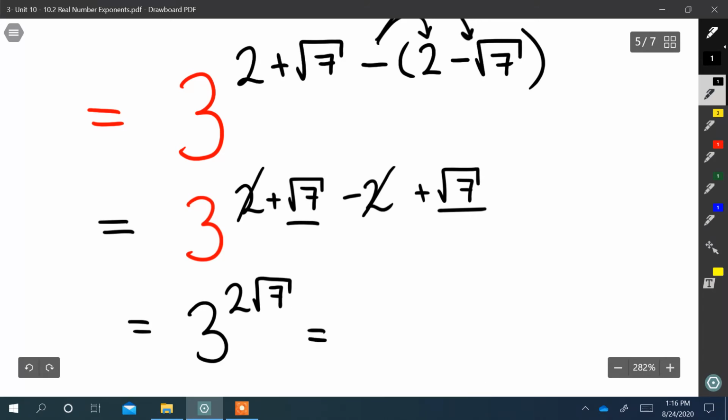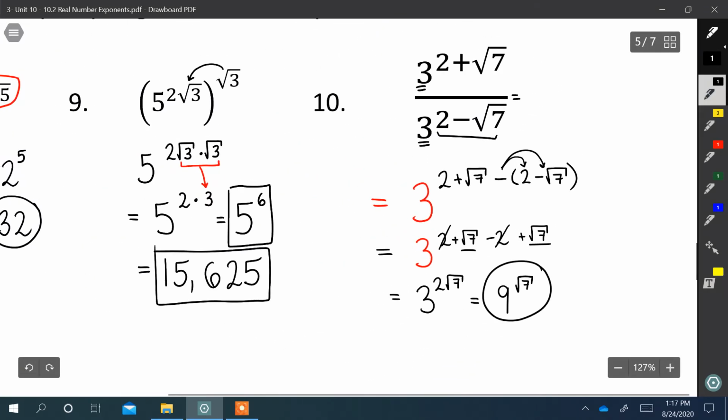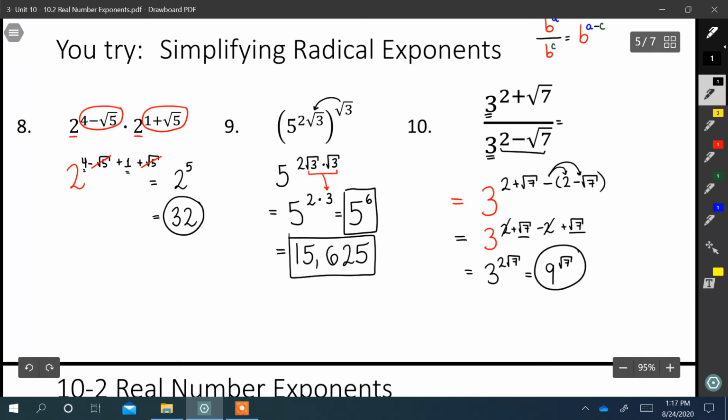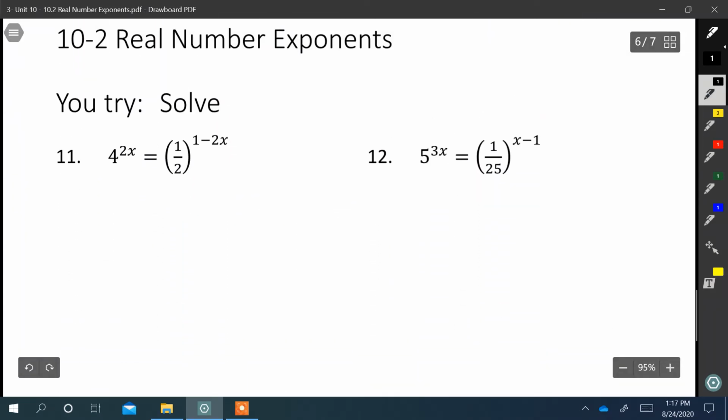Now we are not done here. What I can do now is, well, 3 squared, what would that be? That would be 9 square root of 7. And that would be the answer that I'm looking for. So 3 to the second will give us 9 right there. Alright, so those are 3 more examples that you can use as a reference when you are doing the homework. Let's go ahead and do a couple more and then we'll be done.